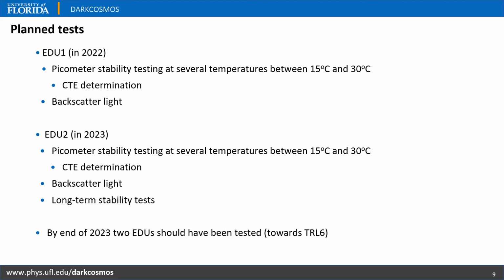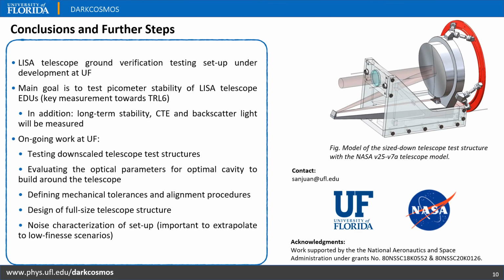And we'll do the same: picometer stability, CTE determination, backscattered light, and on top of that, we'll do the long-term stability test. So by the end of 2023, these 2 EDUs should have been tested, which should be a big step towards TRL6. So, conclusions and further steps: the LISA telescope ground verification testing is under development at UF. The main goal is the picometer stability measurement, which is key towards TRL6. In addition, we plan to measure long-term stability, CTEs, backscattered light.